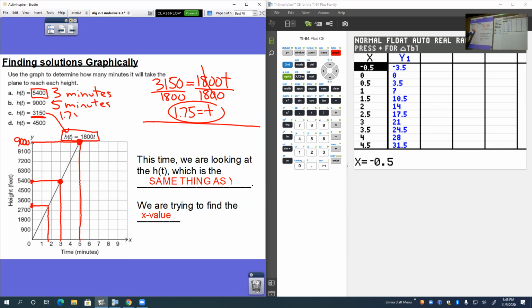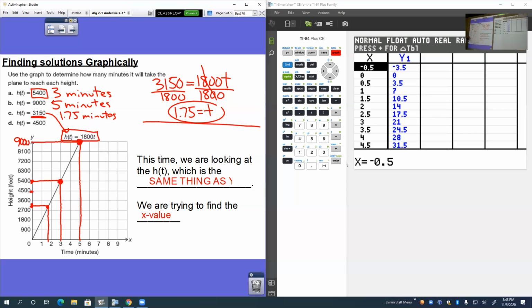It's at 1.75 minutes. Now, again, I looked at my graph and I saw that it was right here. And you can tell that it's a little bit past 1.5, but before 2, but you don't know for sure. To know for sure, you'd have to sub it in. But sometimes they just have you make a guesstimate of where it is. Take a look at 4,500.